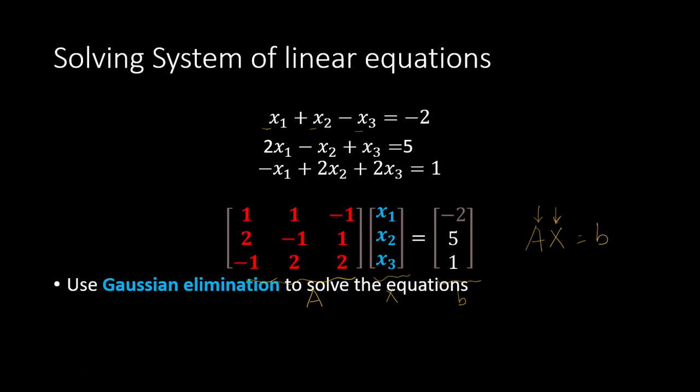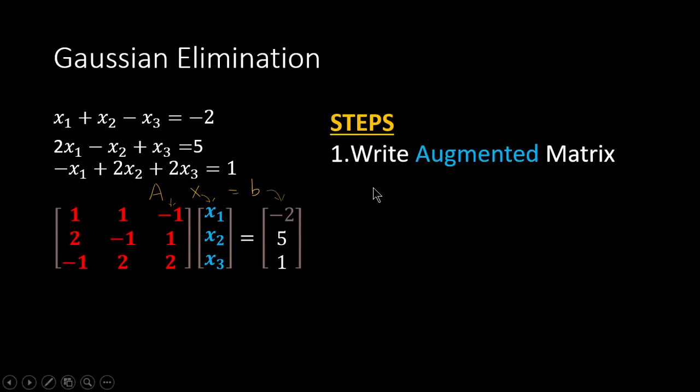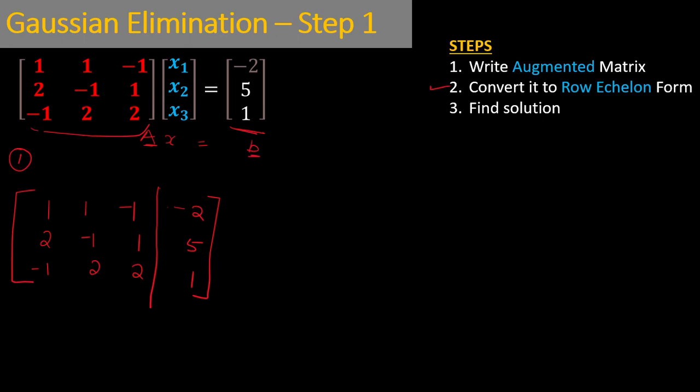And to solve it we use the Gaussian elimination method. Coming to the Gaussian elimination method, we have written our equation like this: Ax equal to B. This matrix represents A and this is B. And how do we do the Gaussian elimination? For that we have three steps. The first step is to write the augmented matrix. The second step is to convert this augmented matrix into row echelon form, and the third one is to find the solution. Let's check them one by one.